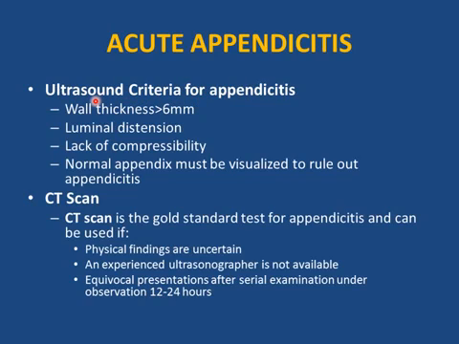Diagnostic criteria of ultrasound: wall thickness more than 6 mm, luminal distension, lack of compressibility. Normal appendix must be visualized. If you cannot see the appendix, you cannot rule out appendicitis on ultrasound.